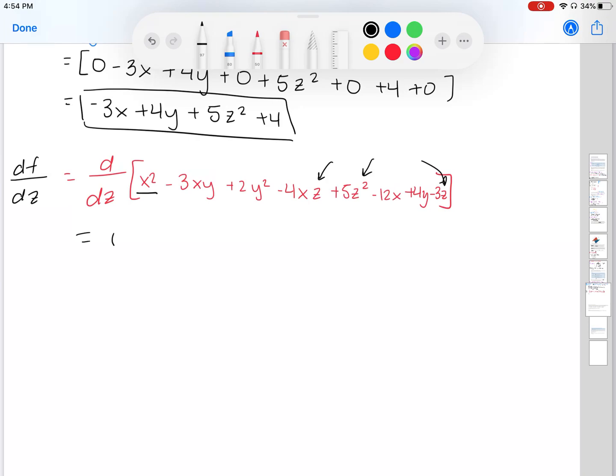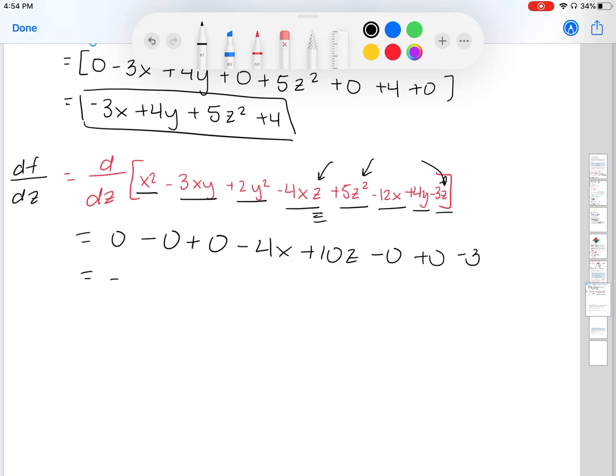So the derivative of x squared is 0. The derivative of negative 3xy, no z, thus 0, plus 2y squared, 0, minus 4xz, derivative of z is 1, so we have minus 4x, plus 5z squared gives plus 10z, minus 12x, 0, plus 4y, plus 0, minus 3z, negative 3. So our answer is negative 4x plus 10z minus 3.